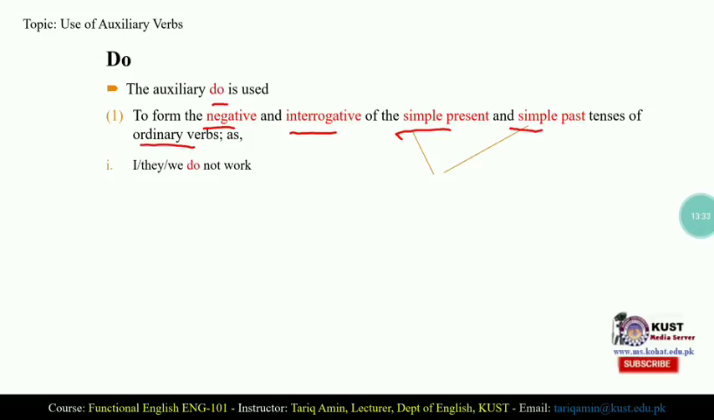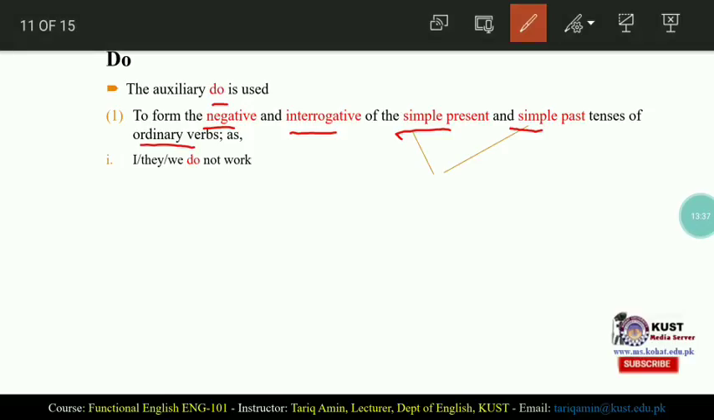For example, I do not work, they do not work, and we do not work. We can see that do has been used to make negative of the simple present of the ordinary verb work. And it can also be used to form interrogative of the simple present tense of the ordinary verb, such as do I work, do they work, do we work. So this is an interrogative sentence.